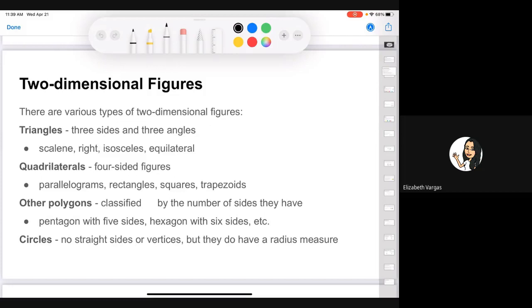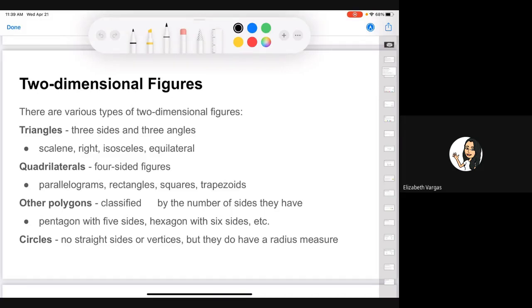Just a reminder that triangles are 3 sides and 3 angles. We have scalene triangles, right triangles, isosceles triangles, and equilateral triangles. We also looked at quadrilaterals, which are 4-sided figures. We looked at parallelograms, rectangles, squares, and trapezoids. Okay, then we looked at polygons.